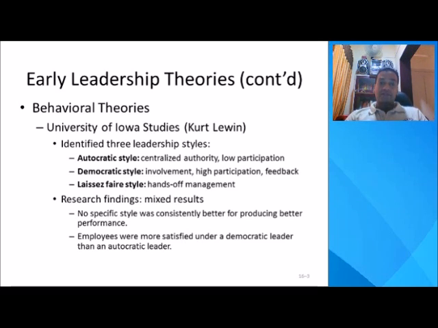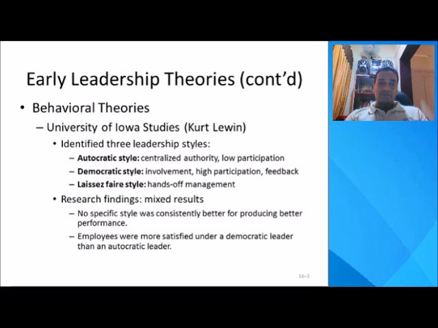One is the autocratic style, where the leader exhibited authority. The authority was centralized. The leader had a lot of authority, and there was low participation from the followers. So, as the term itself explains, the leader exhibited an autocratic behavior.